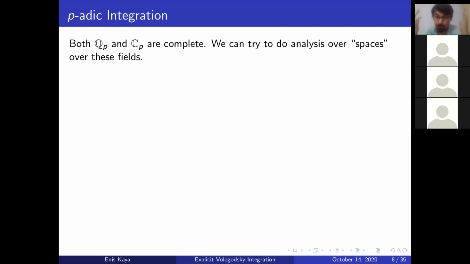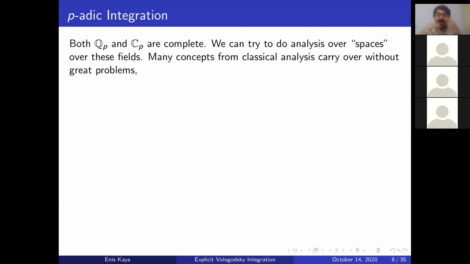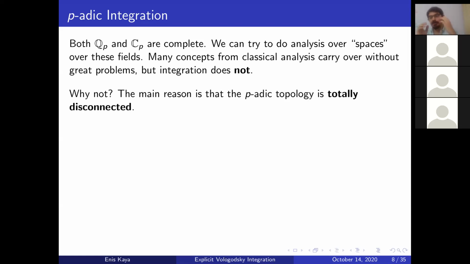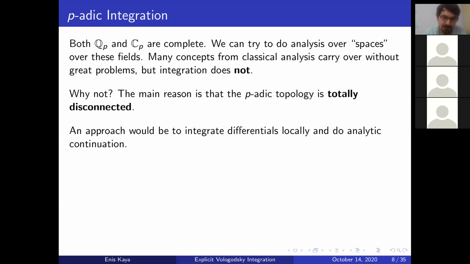Okay, so both Q_p and C_p are complete spaces. So we can try to do analysis over spaces defined over these fields. Well, it turns out that many concepts and results from classical analysis carry over easily, but integration does not. Okay, why is that? Well, one sentence reason is that the p-adic topology coming from the p-adic metric is totally disconnected. Let me be more precise here. As in the classical case, an approach will be to integrate differentials locally and do analytic continuation and get a big integral on the complete space.